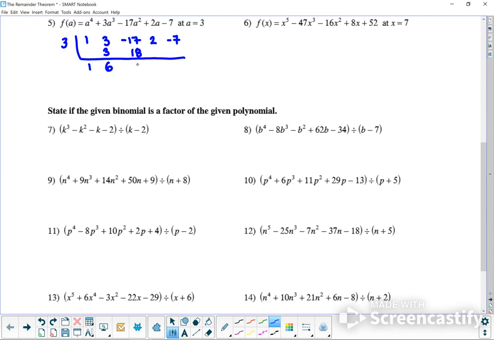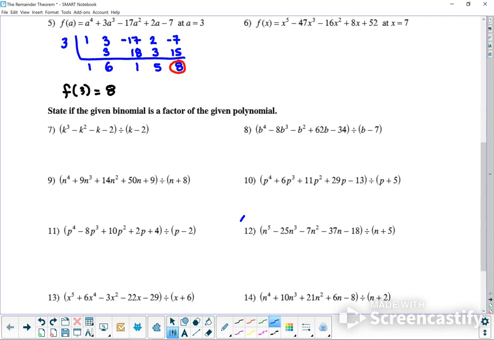So add it, we're going to get 1. Multiply it, you're going to get 3. Add it, you're going to get 5. Multiply it, you're going to get 15. Okay, and a negative 7 plus 15 is going to give you positive 8. That is your remainder. So your f of 3 is going to be 8.